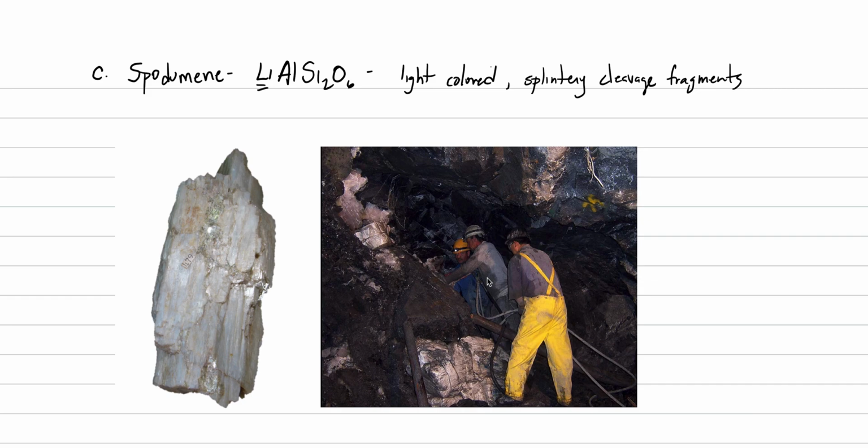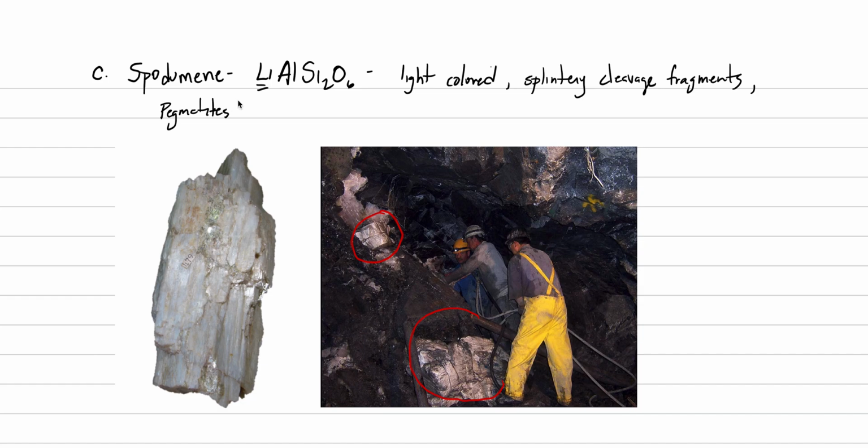The geologic occurrence of spodumene is in pegmatite. So here we see some miners working on a pegmatite. I don't know where in the world. But in the picture, we see these stunningly huge crystals of spodumene. And so that's one thing I want you to know, is that the geologic occurrence is in pegmatites.